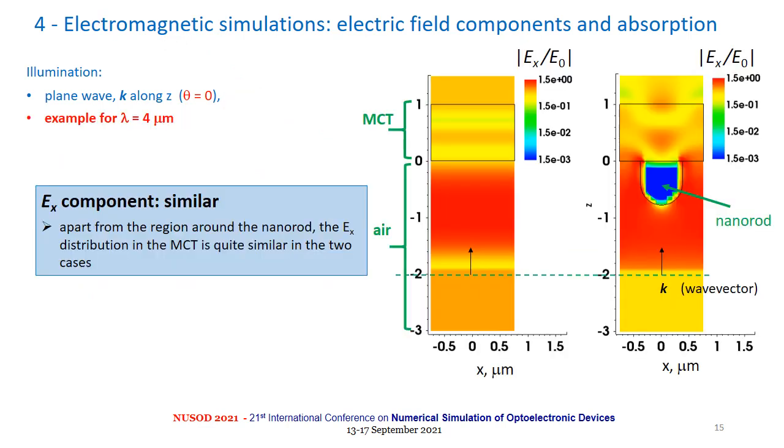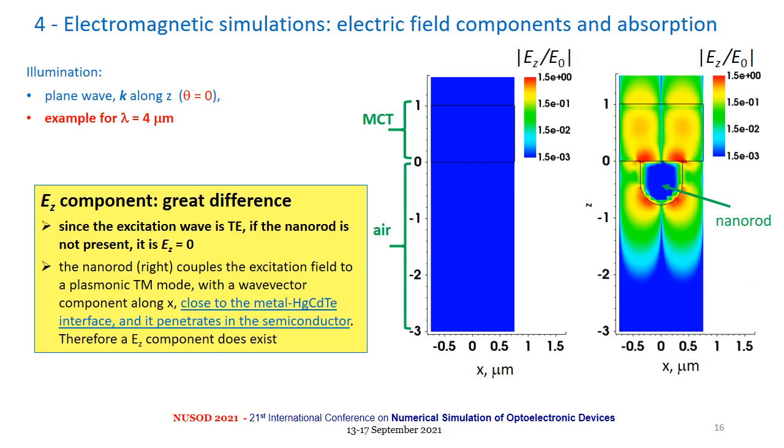Here there is an example which shows the mechanism at play, obtained by illuminating the unit cell with a plane wave at 4 microns. In the two plots, we show the X component, the transversal component of the electric field, in units of the amplitude of the illuminating field. They represent what happens without and with the nanorod. And for this component, nothing of particular takes place. The two plots are quite similar.